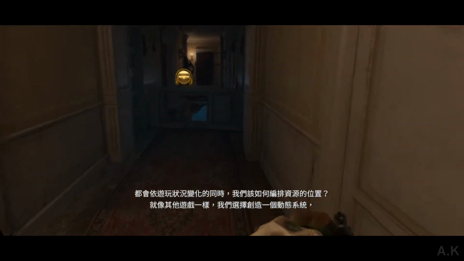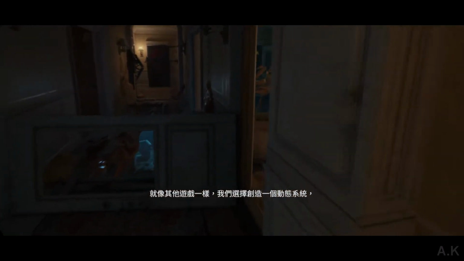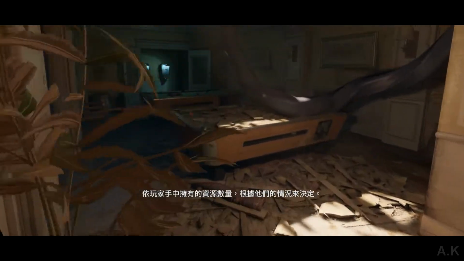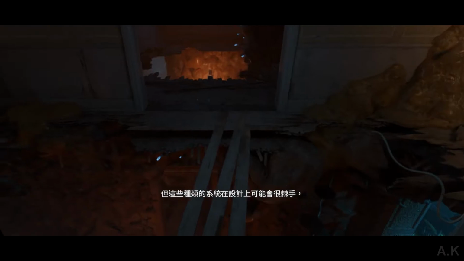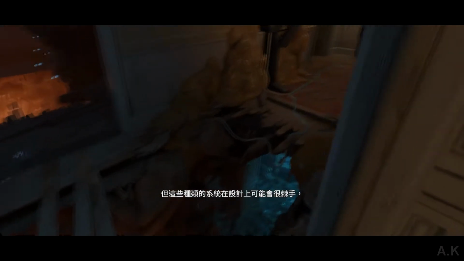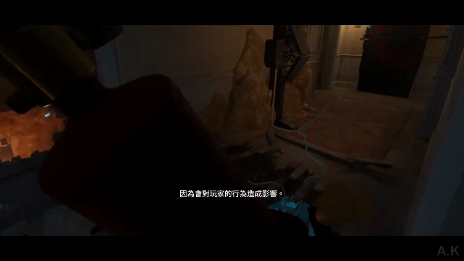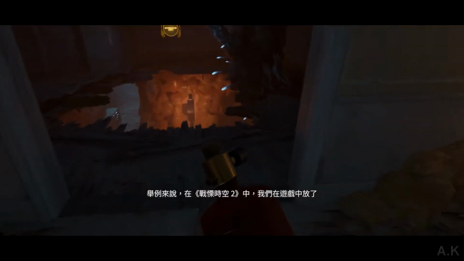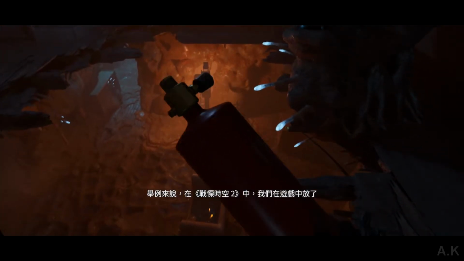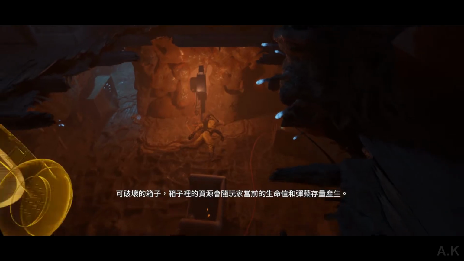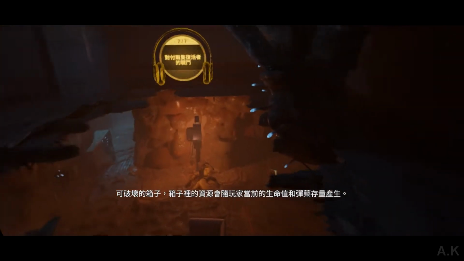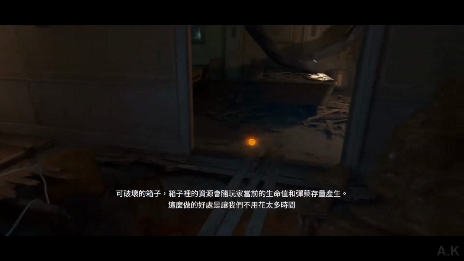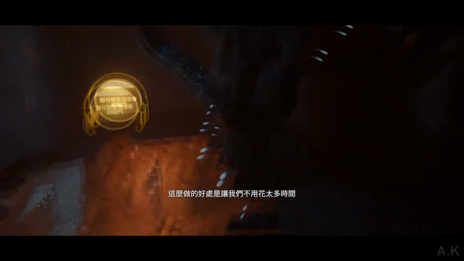Like many games, we opted for a dynamic system that looks at the player's current resource counts and makes decisions based on them. But the design of these kinds of systems can be tricky, because they tend to affect player behavior. For instance, in Half-Life 2, we placed breakable crates throughout the game which dynamically spawned resources based on the player's current health and ammo levels. This had the advantage of allowing us to not need a huge amount of playtesting for resource balancing, because as long as there were enough crates around, the player would always have enough resources.